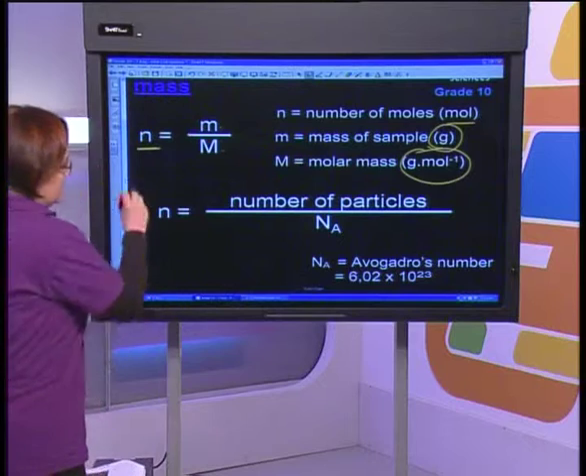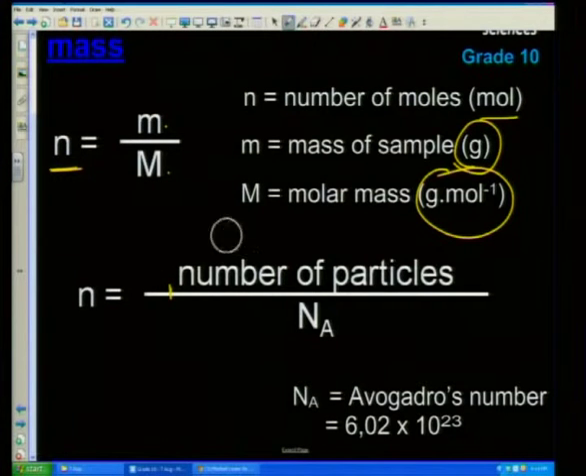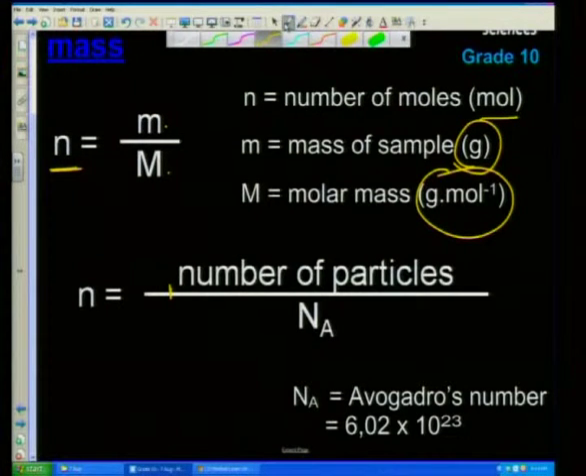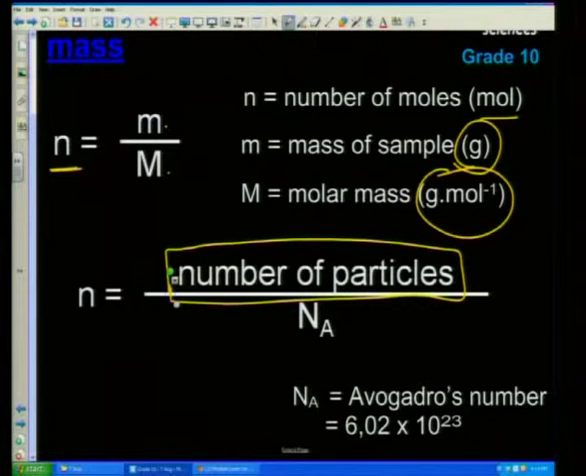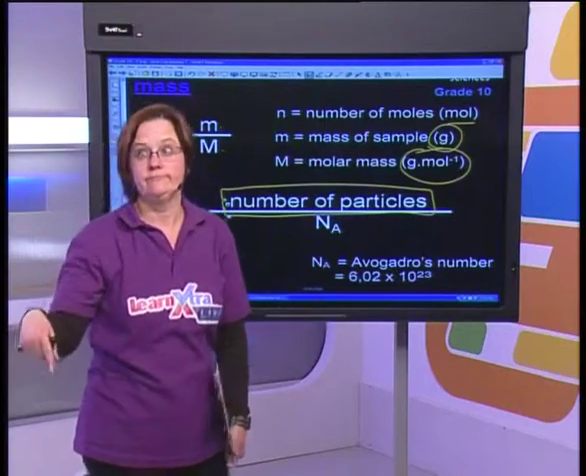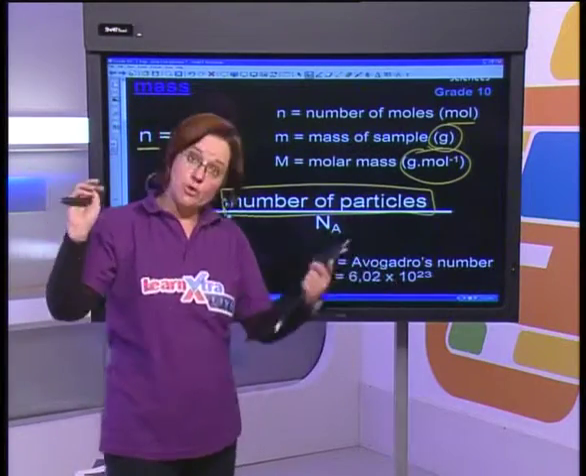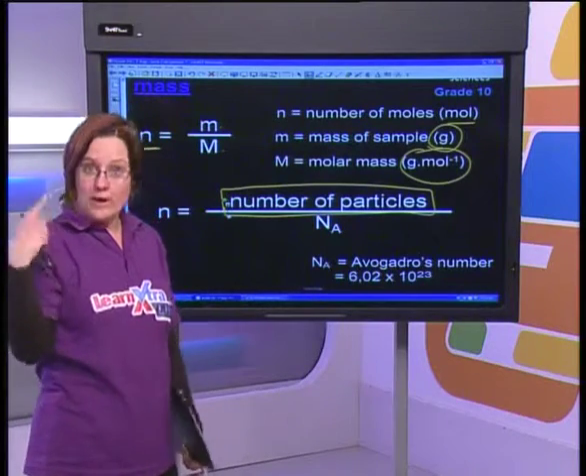Okay. Number of moles is the number of particles divided by Avogadro's number. There is no abbreviation for number of particles. You write out number of particles, because there's no abbreviation for that, no symbol. Do not make one up, because we're not in your head.